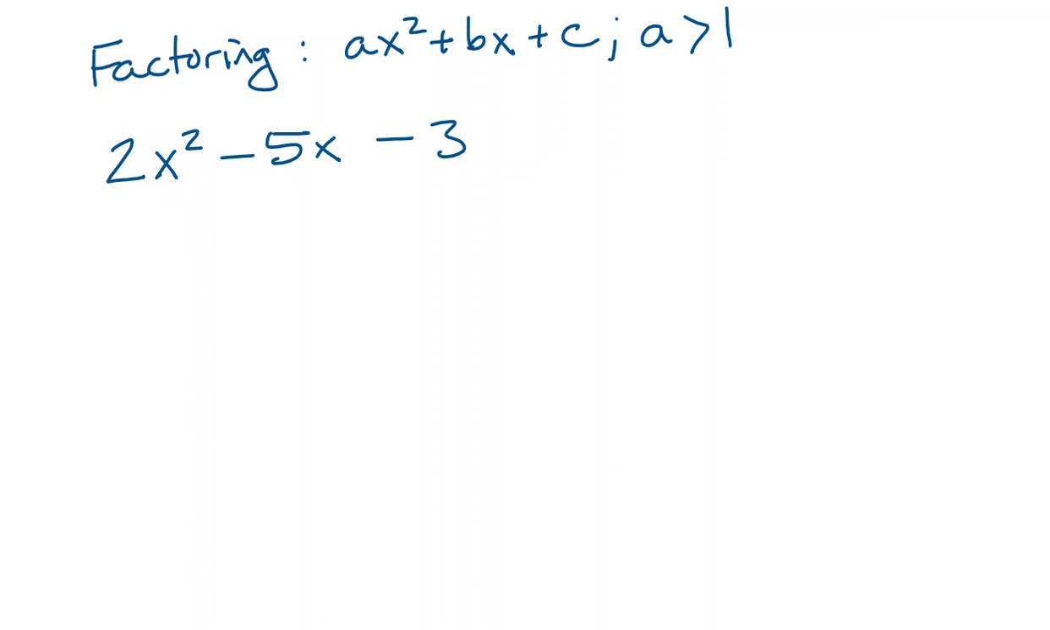Today we want to do some of the more difficult factoring: a trinomial in the form ax squared plus bx plus c. So it's a trinomial, and the coefficient of x squared is something other than 1, so it's bigger than 1. And b might be positive, might be negative, c might be positive or negative.